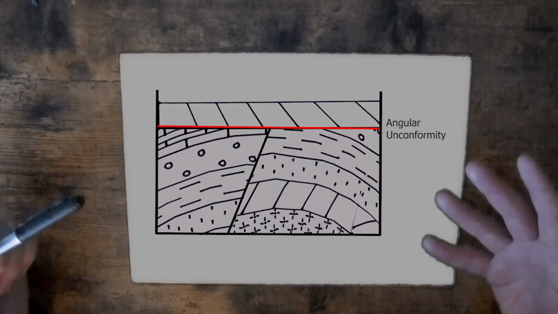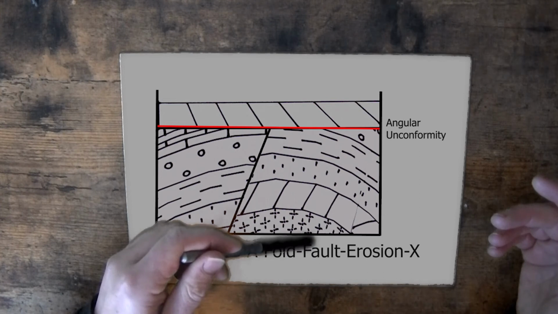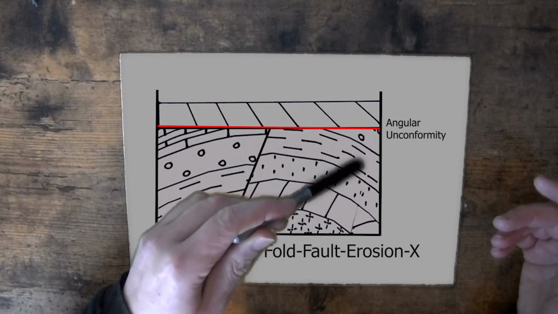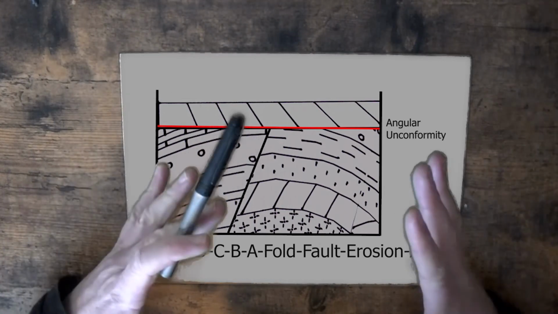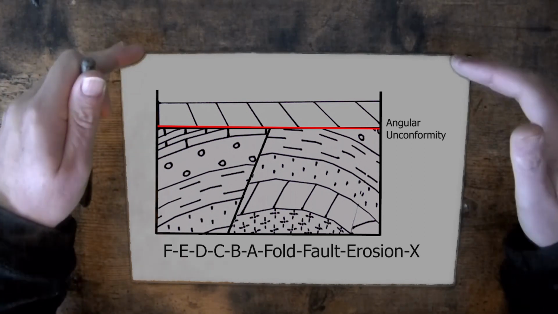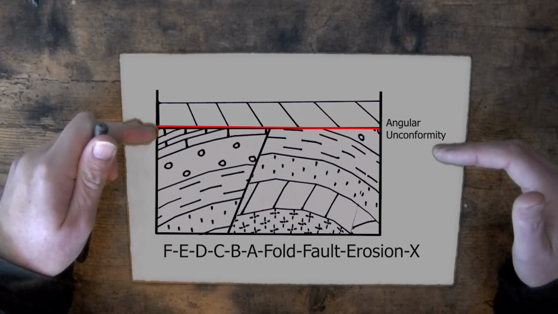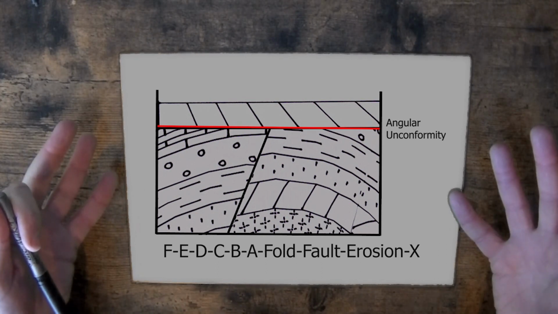Okay, so for this one the full geological history is F, E, D, C, B, A, folding, faulting, erosion, and then deposition of X. And that's how you write a geological history.